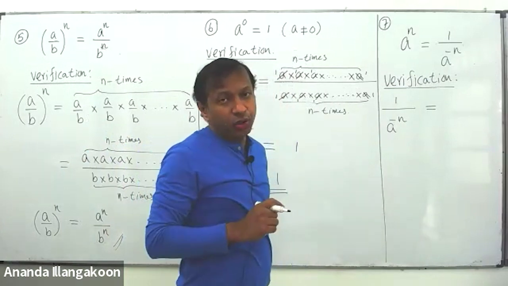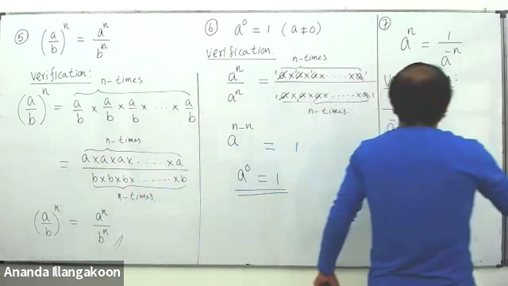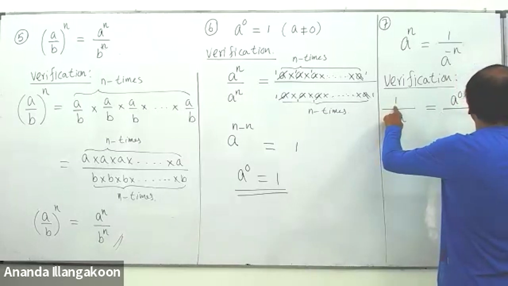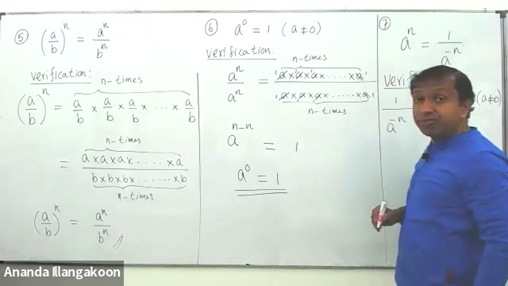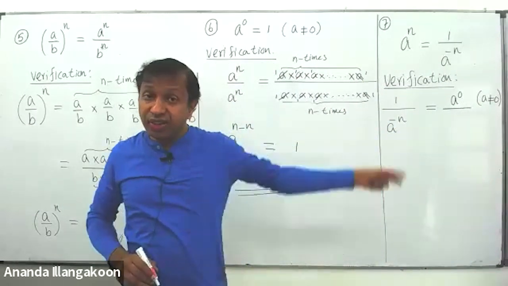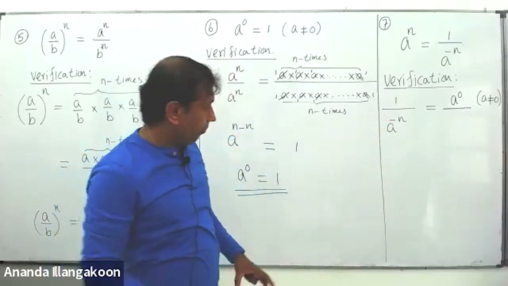But there, you have to be very careful. We must write a not equal to 0. I can write this as a to the power 0, and meanwhile you have to mention a not equal to 0. Why? If a becomes 0, then 0 to the power 0 is meaningless, undefined, so the statement is meaningless. Thereafter, we can't accept the statement.